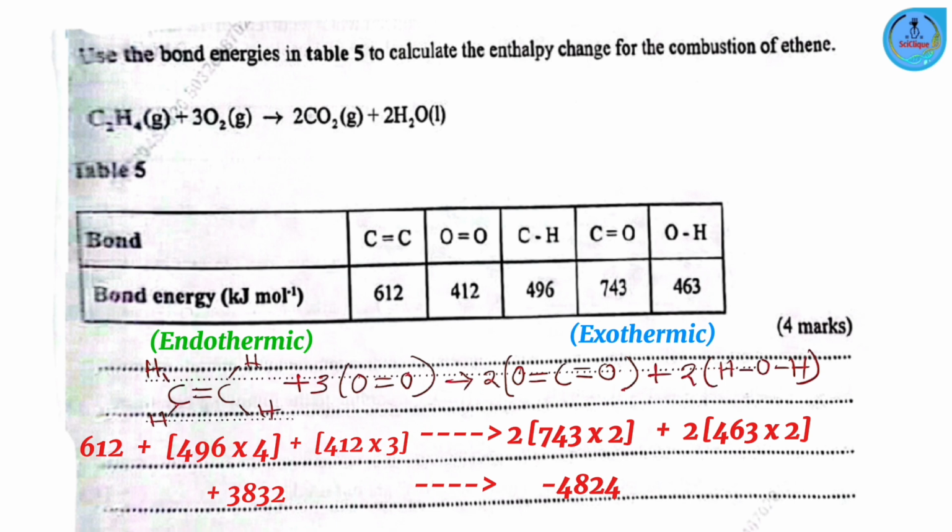The last step is simply summing up. Kila kitu tu unachanganya. But remember their signs. So when we sum these two, we end up having negative 992 kilojoules per mole, showing us that overall the reaction is exothermic because more heat energy is released than is absorbed.